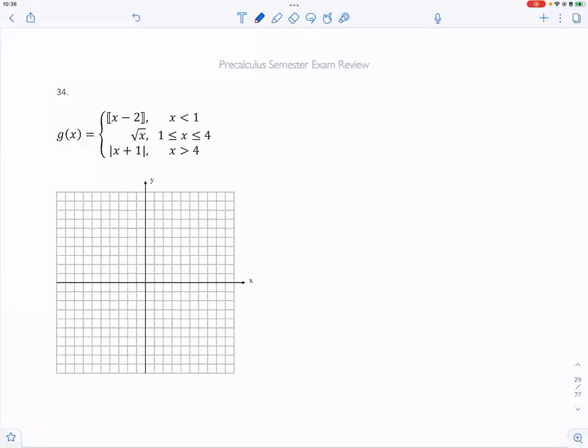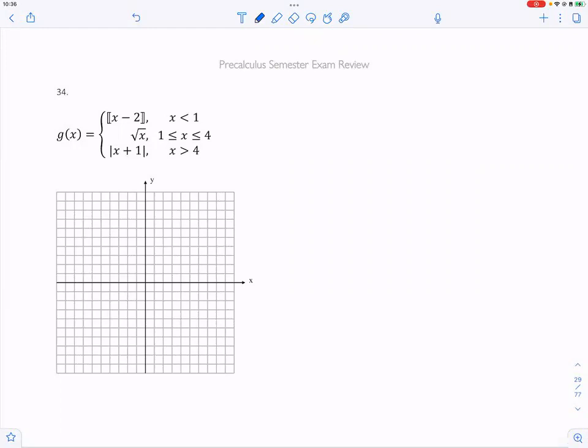Okay, for this one, we have to draw a graph with a piecewise function. We have three pieces. We have a step function, we have a square root function, and then we have an absolute value function. So now I'm going to approach it this way.